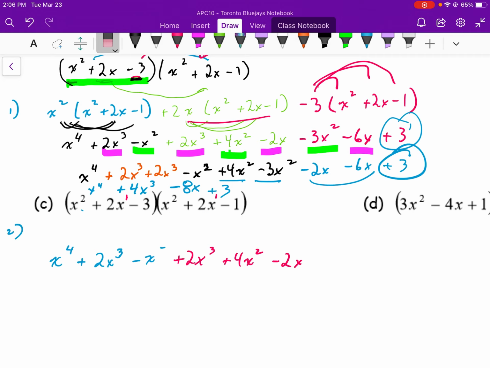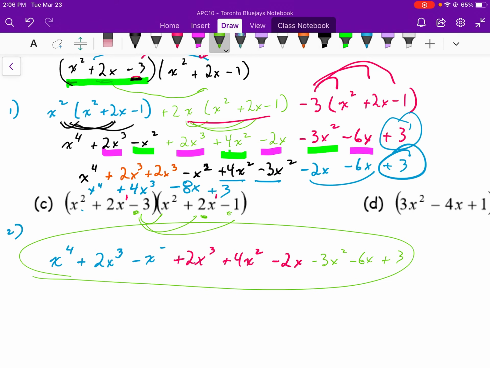So now I've almost done every term of my first polynomial, but there's still this last one. So I need to do an additional 3 multiplications. Negative 3 times x squared is negative 3x squared. Negative 3 times 2x is going to be minus 6x. Negative 3 times negative 1 is positive 3. So now I'm just going to reorganize this in like terms.